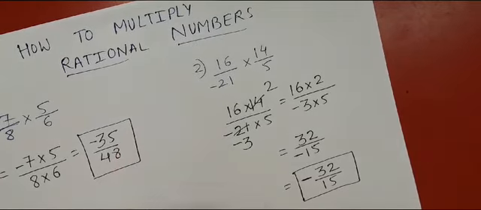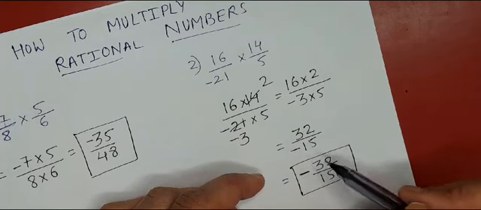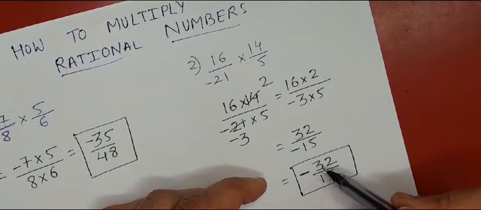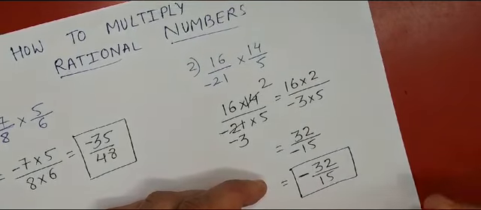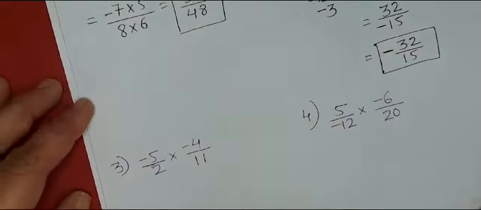No matter whether we have the negative sign in the numerator or denominator, we can write the sign in between and we'll get the final answer as negative. Now let us move forward to our third example.